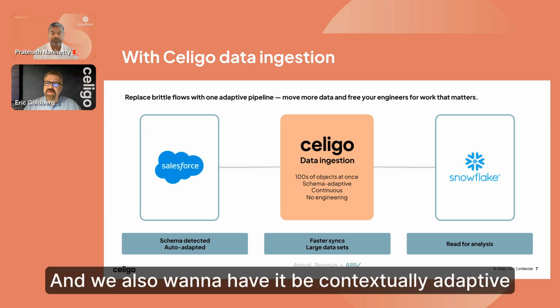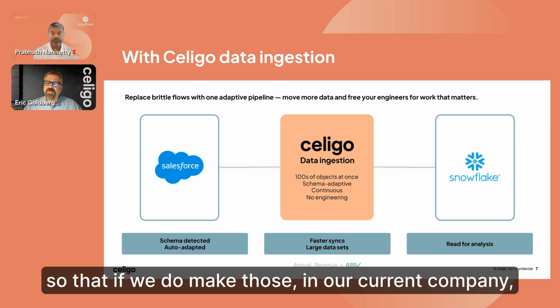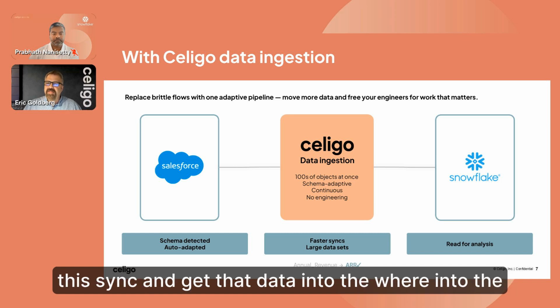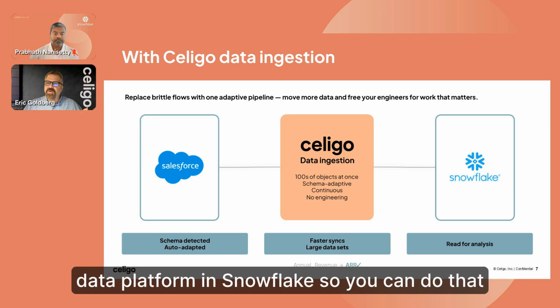And we also want to have it be contextually adaptive, so that if we do make those, in our current company, 176 changes, they're not going to interrupt this sync and get that data into the data platform in Snowflake so you can do that analysis.